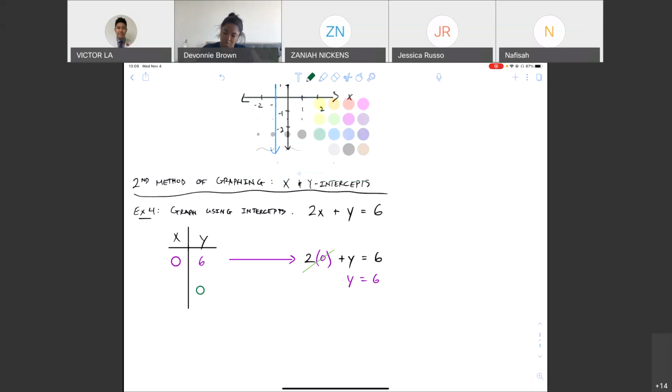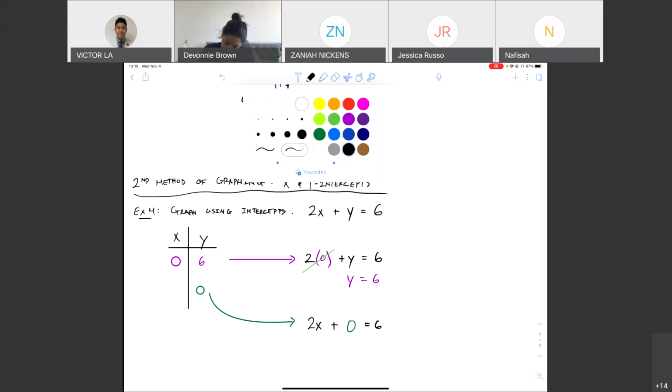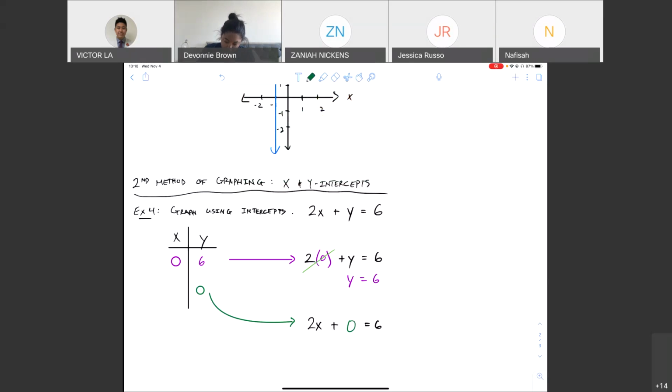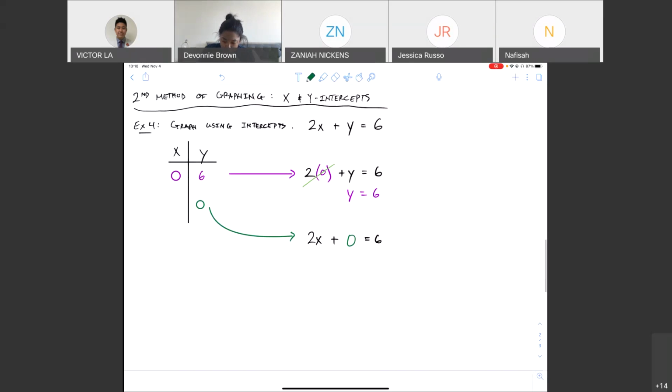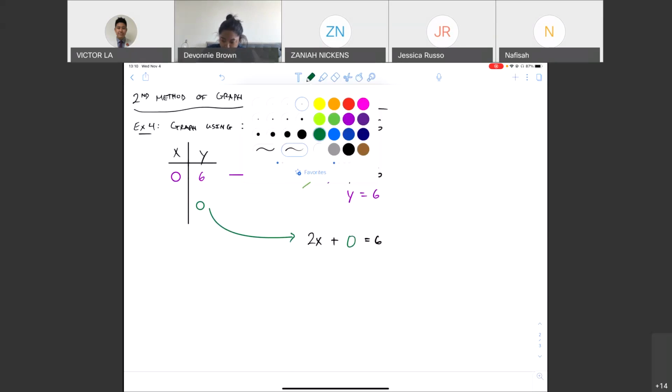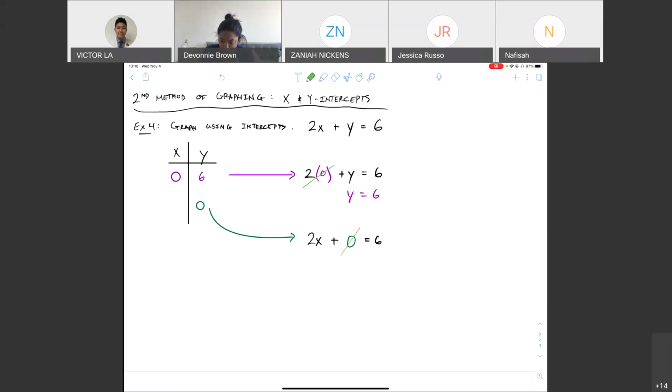Again, I'm going to draw it out for you. So now, instead, we have 2x plus, not y, but 0, equals 6. Okay, well, what happens to the 0? Well, nothing. I'm going to scroll up. Nothing happens to the 0. That's gone. That's trash. That's just 0.